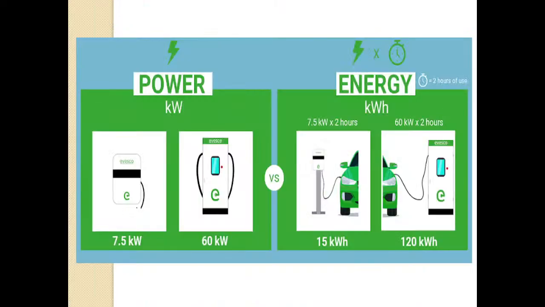Okay, so let us see the difference between power and energy. Simply, kilowatt is the power, kilowatt hour is energy. So kilowatt hour is not power. If you are multiplying power in kilowatts with time, then the power becomes energy. In this image you can clearly see here it is kilowatt, here it is kilowatt hour.